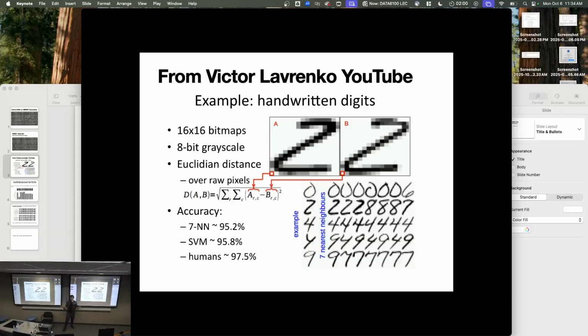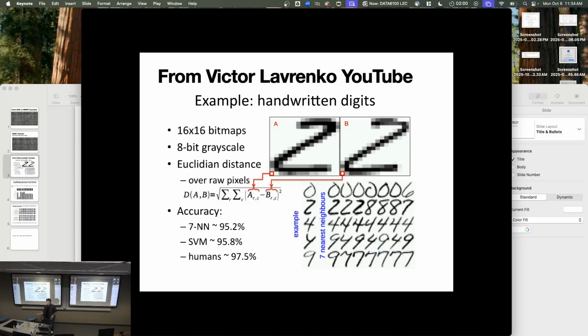95 versus 97. Pretty close. But actually, there's a huge difference between 95% correct and 97.5% correct. It's really twice. You should think of the error rate. This is twice as bad. We're wrong 5% of the time versus we're wrong 2.5% of the time. So really, this nearest neighbor thing is twice as bad as a human.